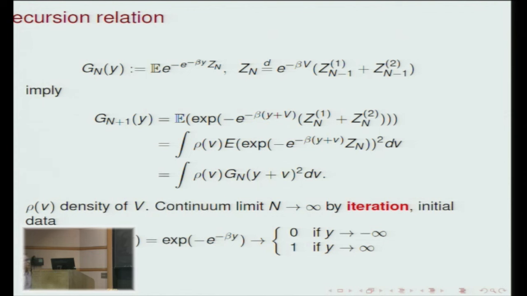And to study the continuum limit, the large n limit, is the same thing as to study iteration of such a simple recursion relation. It has initial conditions at minus infinity, where you are going to zero as y goes to infinity, and at plus infinity, you are going to one. This thing is always between those two.